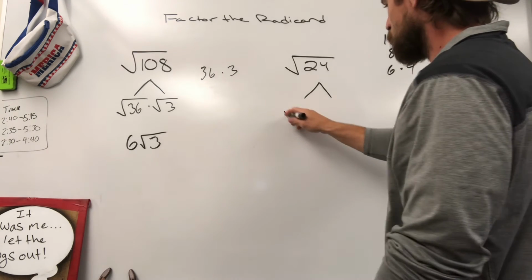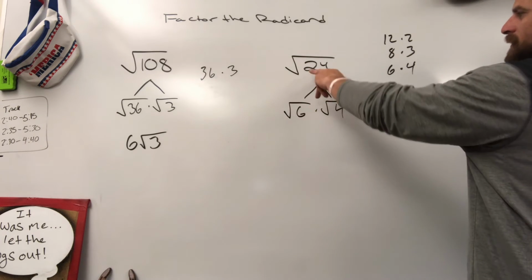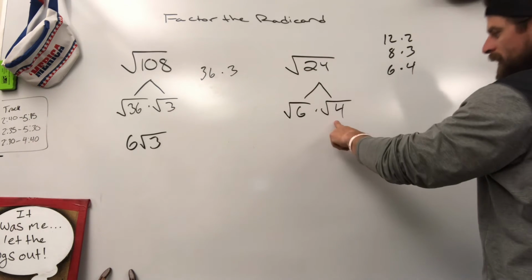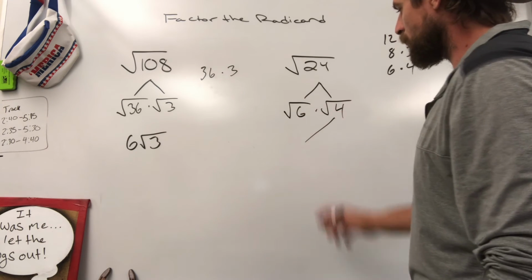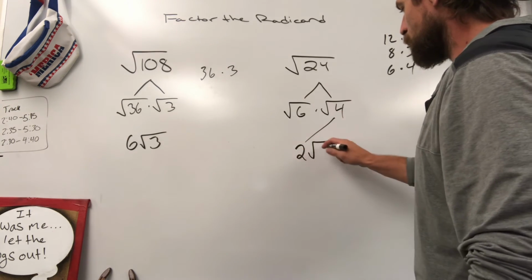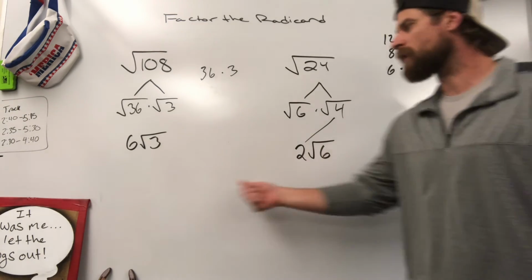So what I can say is the square root of 6 times the square root of 4 is the same thing as the square root of 24. But this is nice. Why is 4 such a nice number? Because the square root of 4 is 2, and root 6 just remains root 6. So we're able to simplify one part of these down to make them neater.